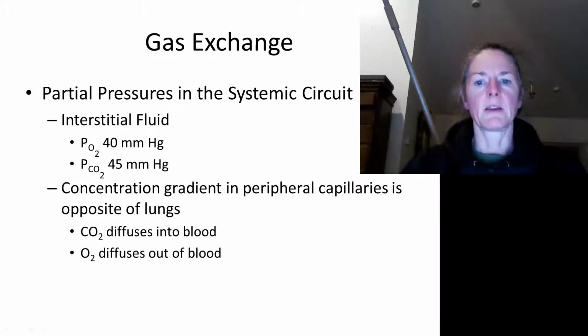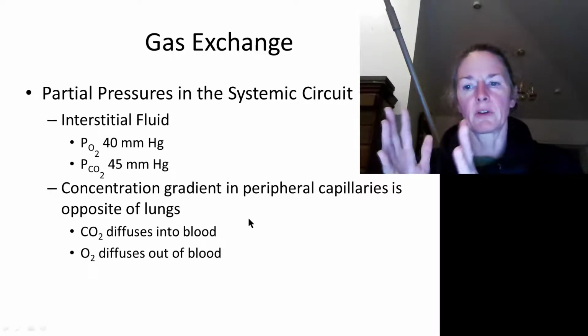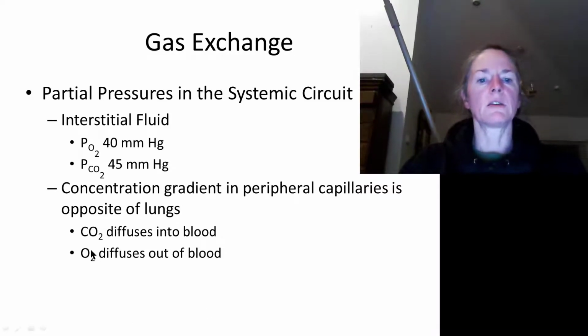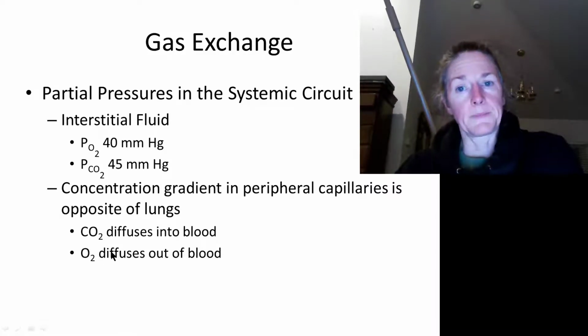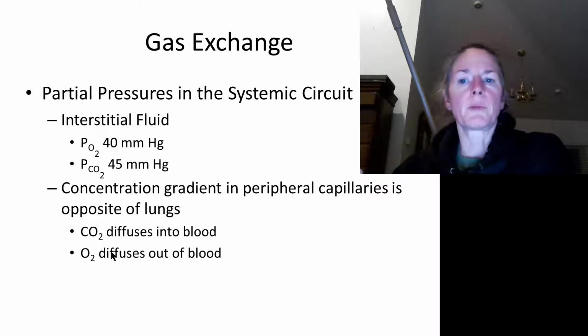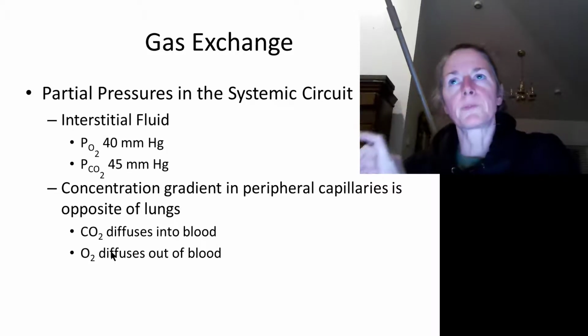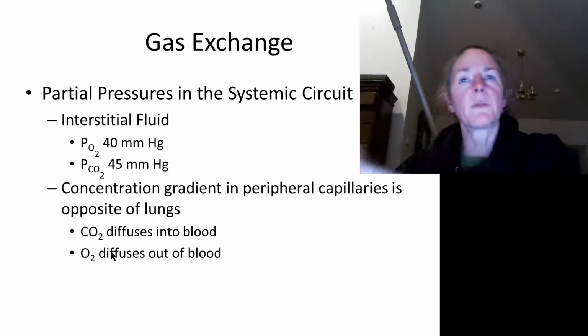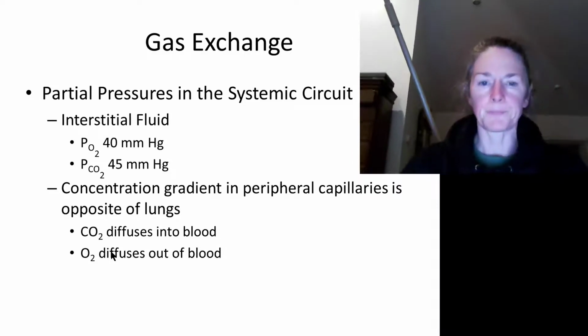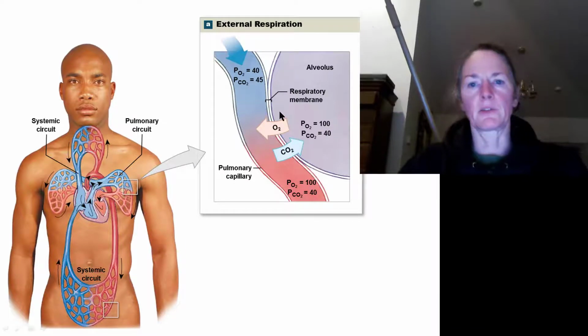Now, when we look at the peripheral capillaries where we're perfusing the tissues, the oxygen is going to be low in the tissues because they're using it. And so oxygen is going to go from the blood into the tissues, and the tissues are producing carbon dioxide. So carbon dioxide is going to come from the tissues into the blood. So basically, this is what we see.